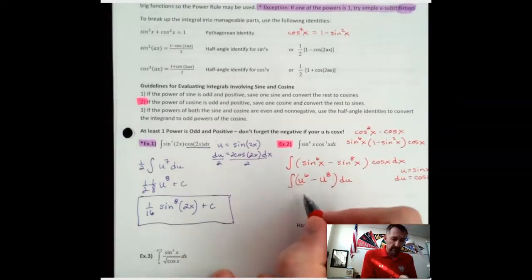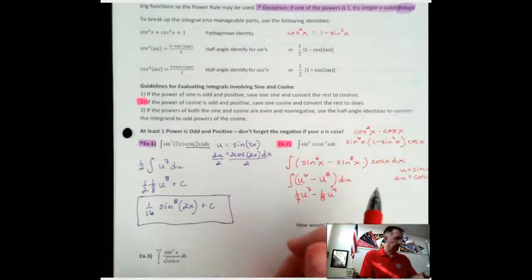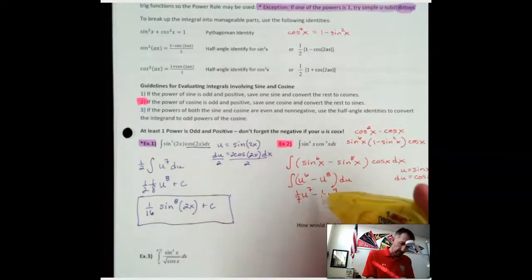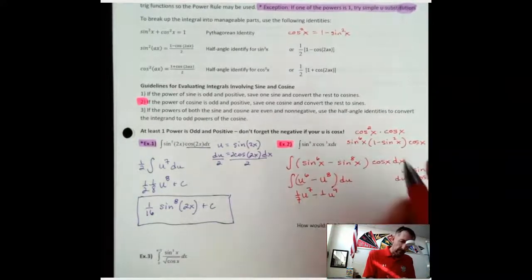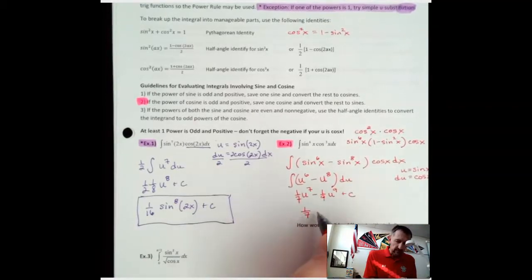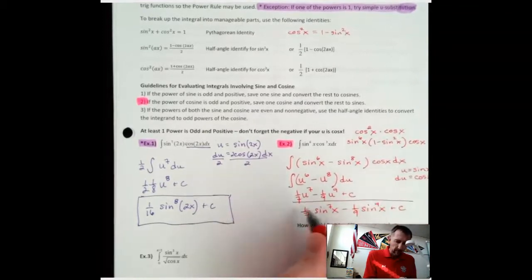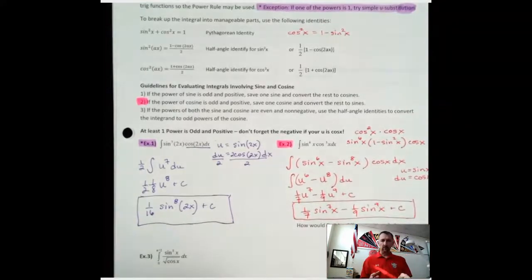So if we integrate that, that's going to be u to the, add 1 to the exponent, divide by the new exponent, add 1, oops. Plus c, and then substitute those back in, so that's going to be sine to the 7th. Alright.